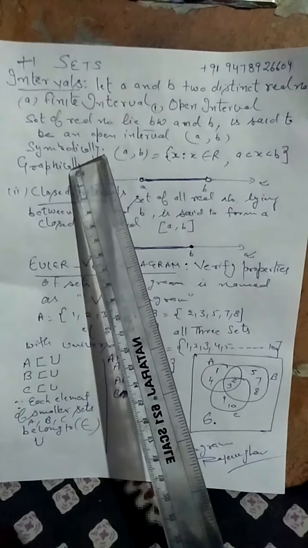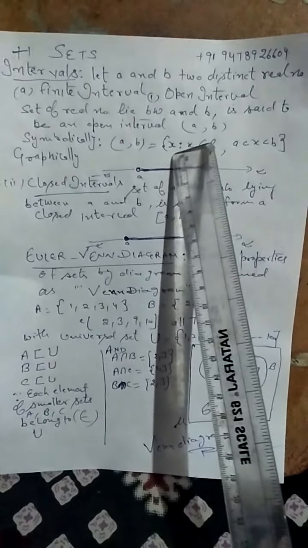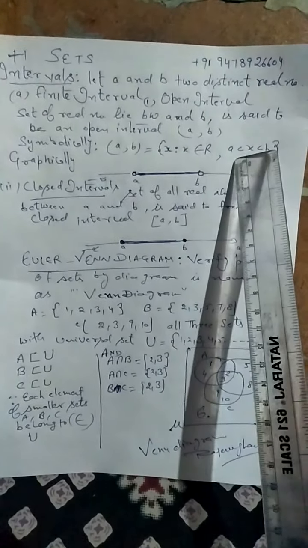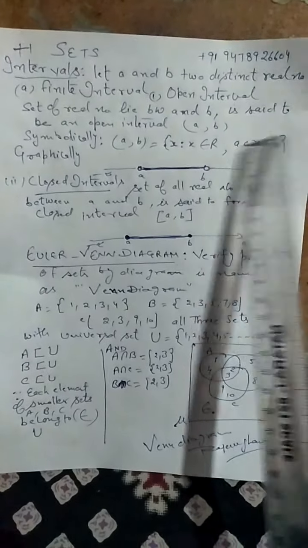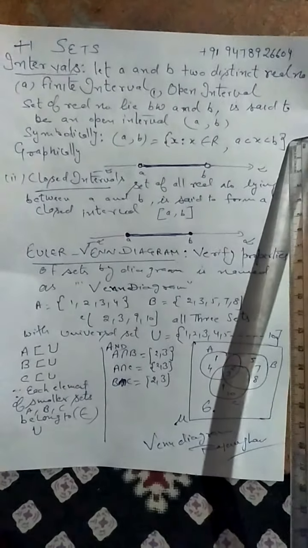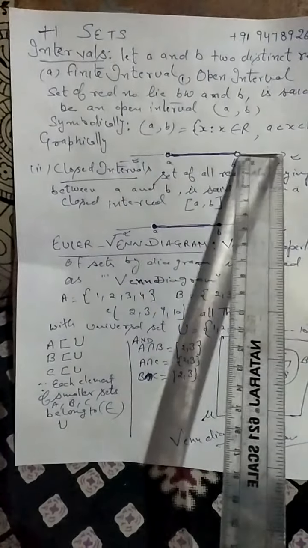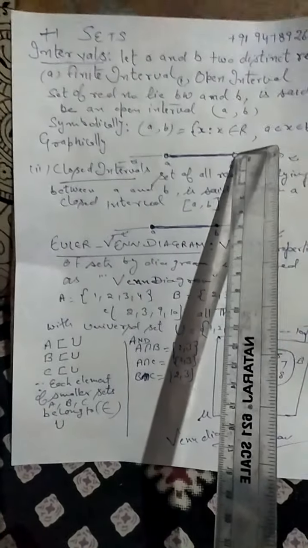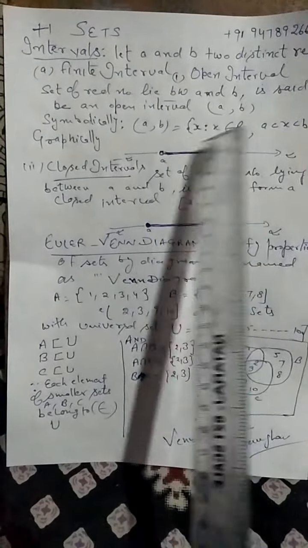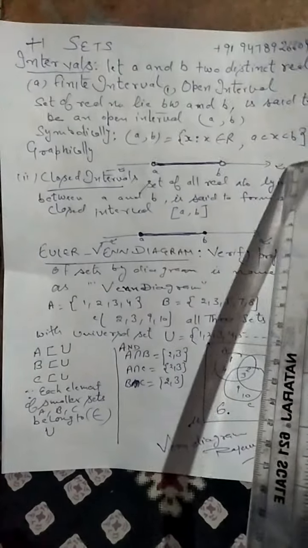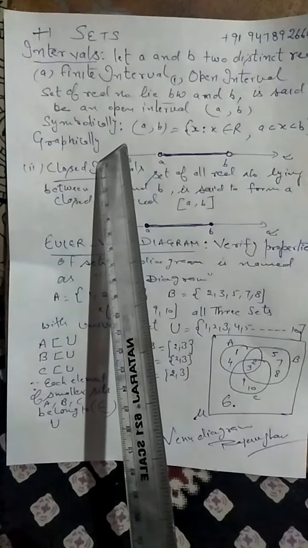Guys, see it carefully: an open interval is represented with that kind of bracket. The symbol for the open interval (a, b) is x such that x belongs to real numbers, a less than x less than b, between a and b. Graphical representation on a line: suppose you have a line from a to b. This open circle sign means open interval, going on to positive infinity and to negative infinity.